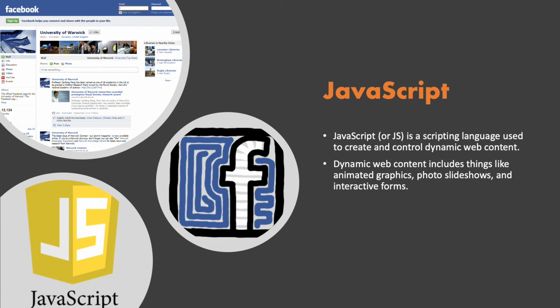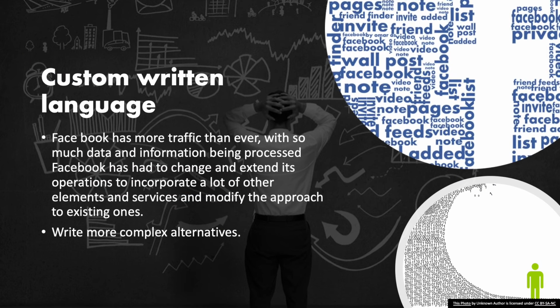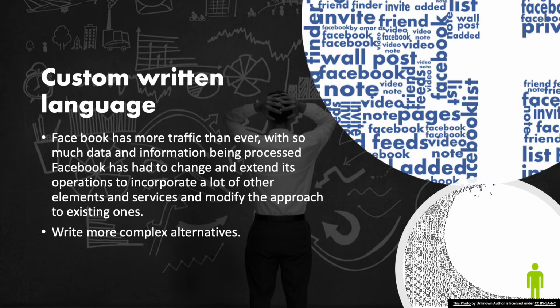JavaScript. JavaScript is a scripting language used to create and control dynamic web content. Dynamic web content includes things like animated graphics, photo slideshows, and interactive forms. With more traffic than ever, Facebook has had to write more complex alternatives and modify their approach to existing ones.